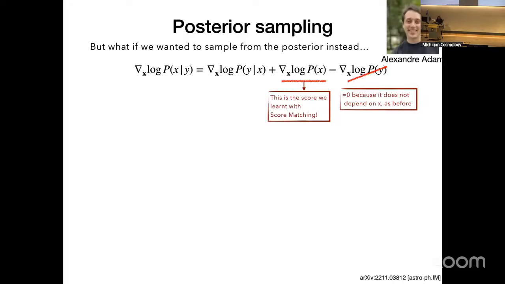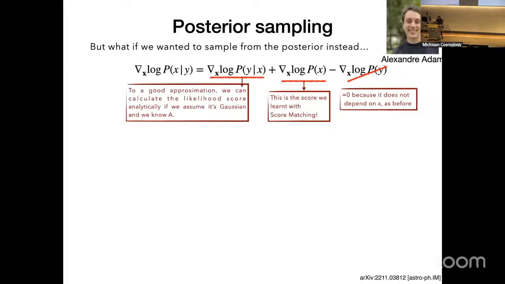And so the only thing I'm missing is the score of the likelihood. The score of the likelihood is a little bit tricky, but I know my forward model, the process of lensing. So I know the A matrix. And if I know that my noise is Gaussian distributed, I can approximate this with a pretty good approximation. There's a lot of work that's been developed in recent years. So there's a bunch of different approximations we can use to approximate the score of the likelihood. That can be done analytically. So once I have that, I can just sample.